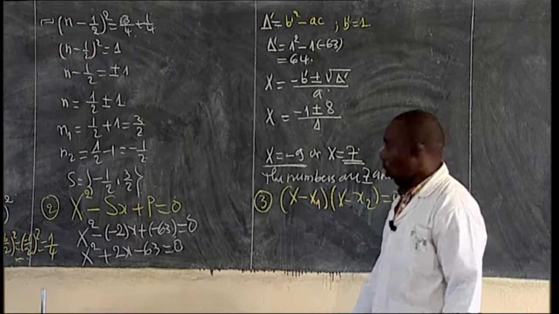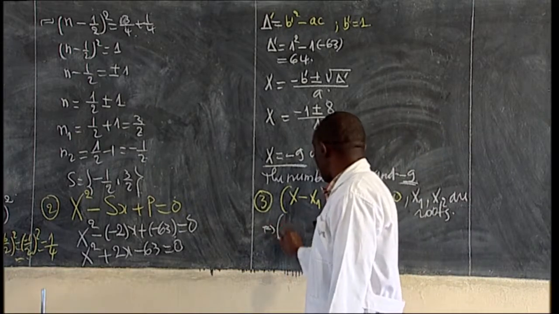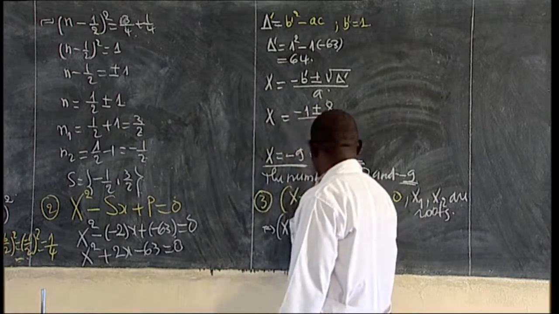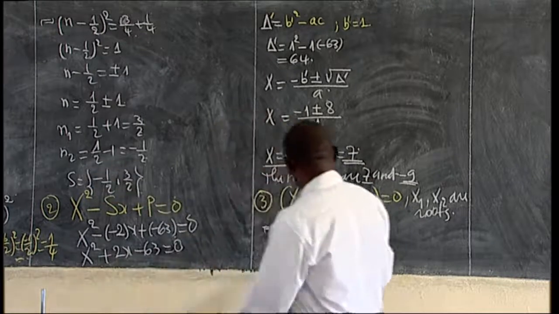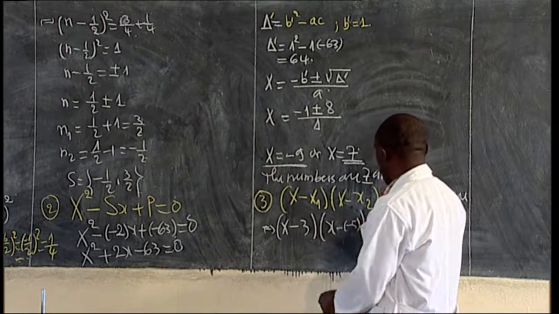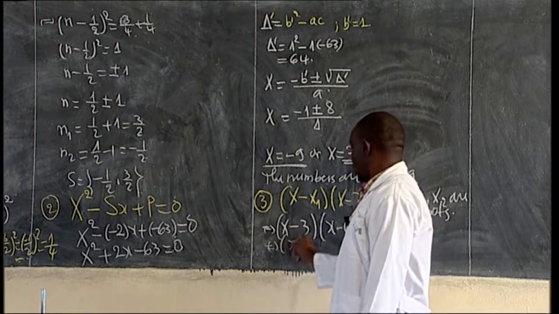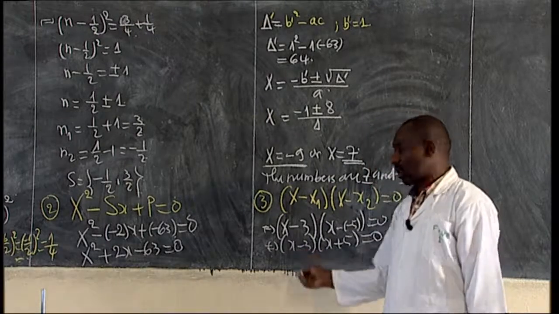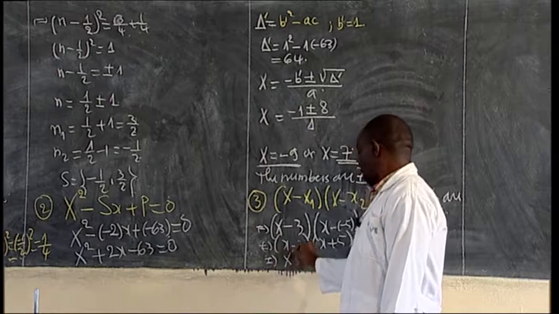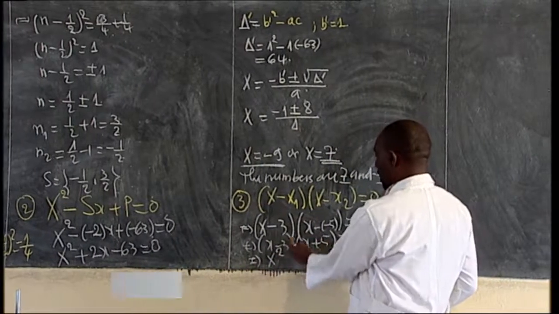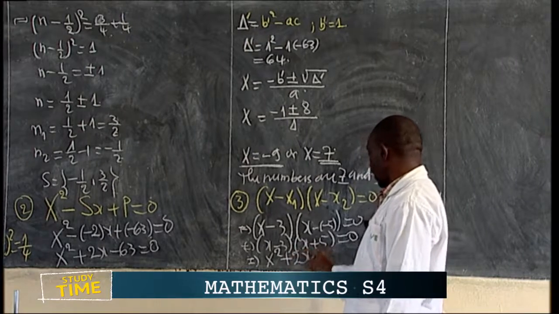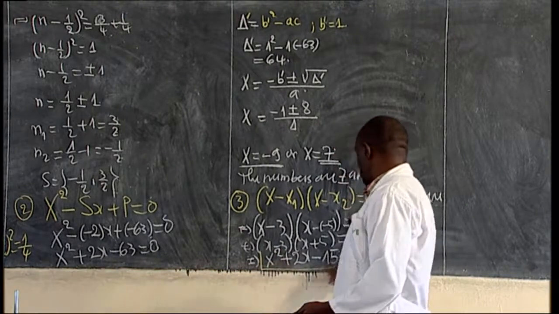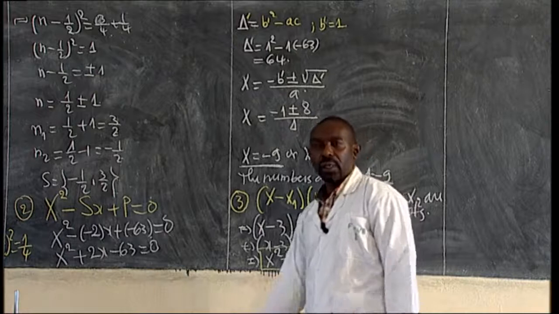Are we together? Okay. So the roots are given, which means that I have x minus 3 times x minus minus 5 equals 0, which means I have x minus 3 times x plus 5 equals 0. Expanding this, I'll get x squared plus 5x minus 3x minus 15. And I'm done. This is the required quadratic equation obtained when you have the roots.